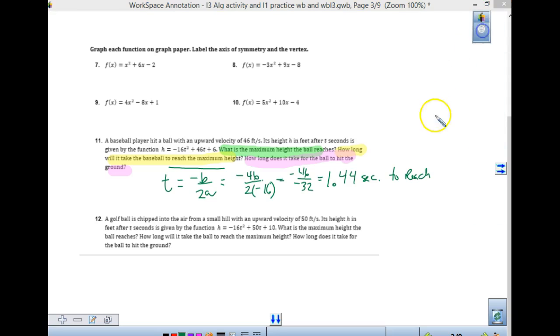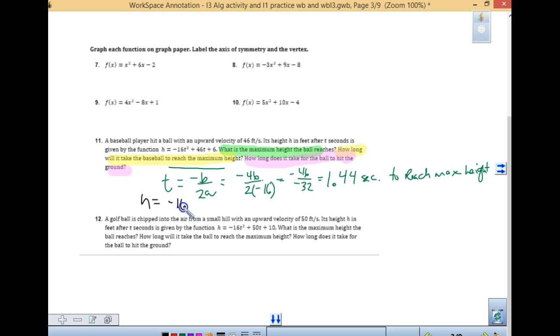Okay. So when you're thinking about these questions, answer with a sentence. 1.44 seconds to reach the maximum height. That was the second question they asked, right? But it's the first thing that we really need to solve when we are doing this. The first question said, well, what's the maximum height? So Soren, if I'm trying to find that maximum height, I'm going to use that equation H, right? And you're going to have H equals what?